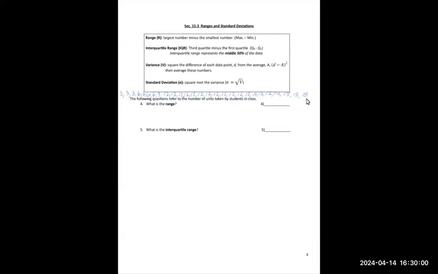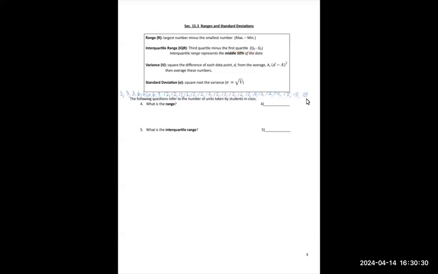Hi, class. This is 15.3, ranges and standard deviations. A range is the largest number minus the smallest number in a set of data. Your interquartile range, also known as IQR, is the third quartile minus the first quartile.